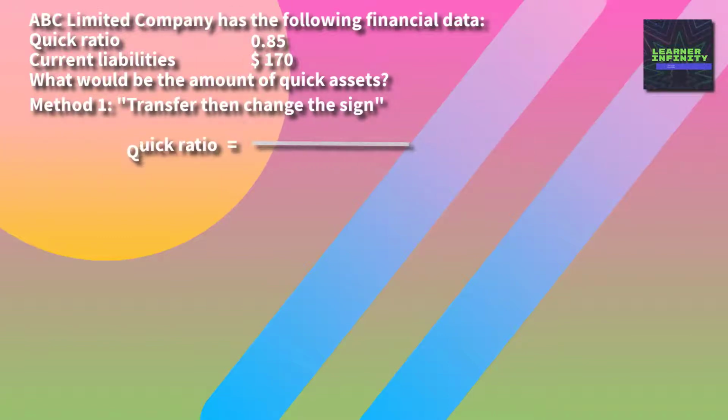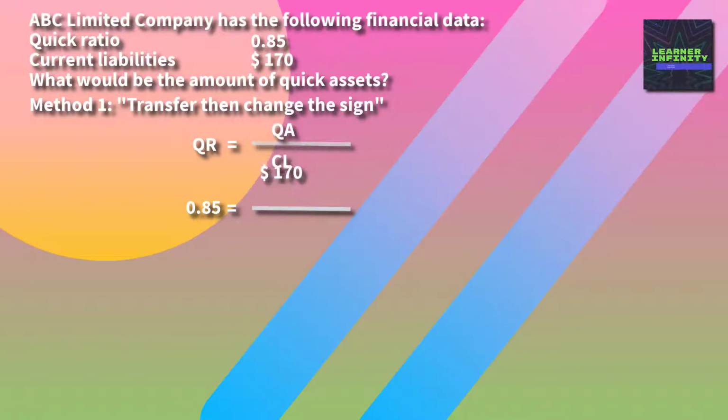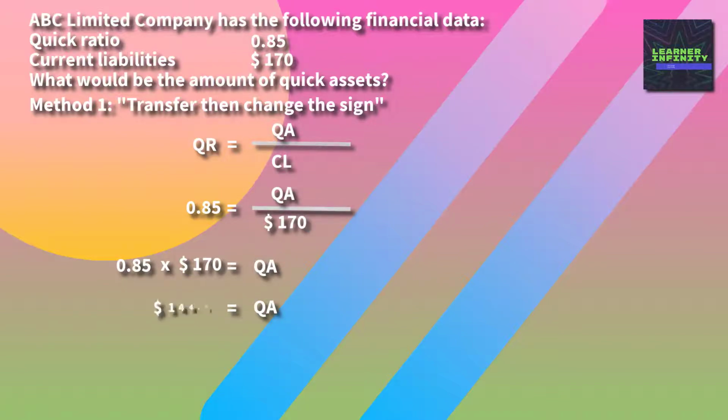The formula for quick ratio presented as QR is quick assets presented as QA divided by current liabilities presented as CL. Based on the problem, quick ratio is given as 0.85 while current liabilities is given as $170. In this case, the unknown variable is QA, the quick assets. Here we have a divisor of $170. We will transfer $170 to the other side of equation, then change its division sign into multiplication sign. 0.85 times $170 is $144.50, which is now our quick assets.